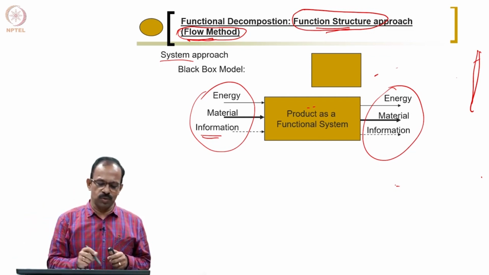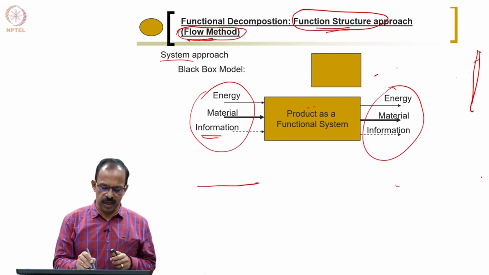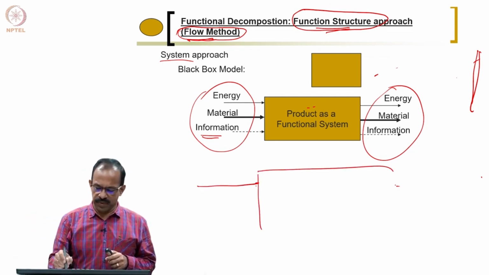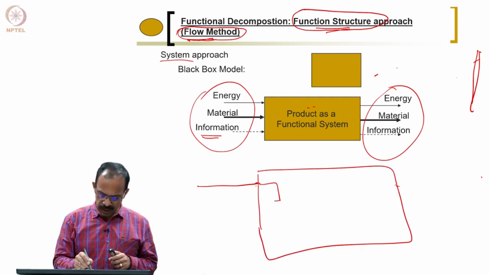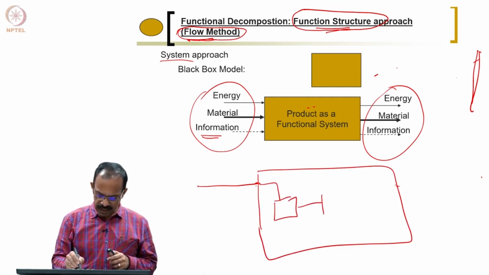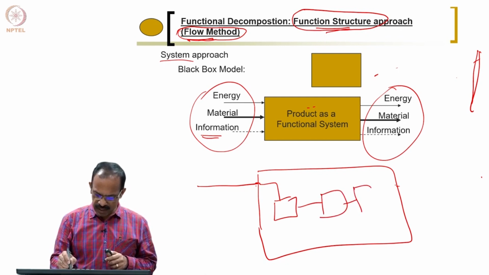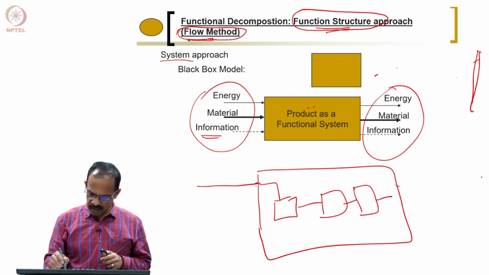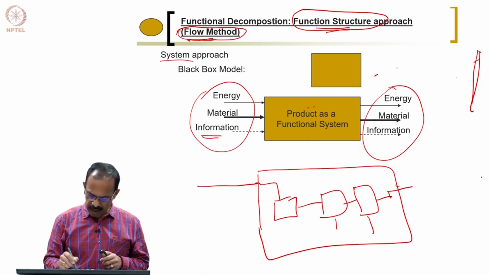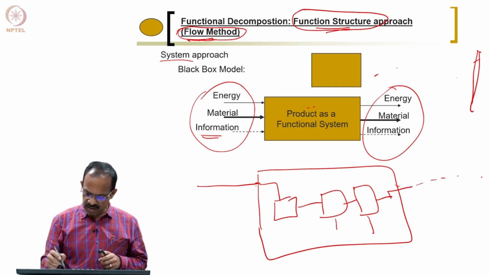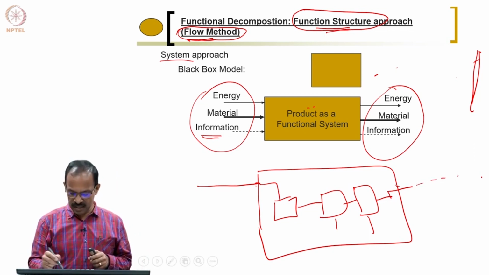And what is happening to this energy? As the energy goes in, in this box it passes through many functions: transmit energy, convert energy, and generate heat. So, many things will be happening there, and finally it comes out as noise or heat or whatever it is.